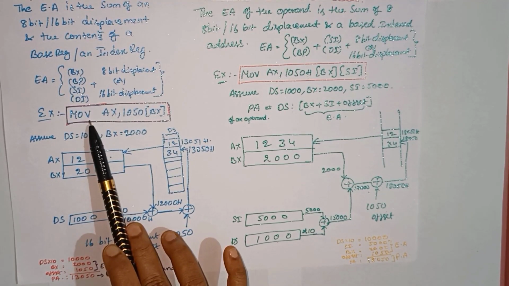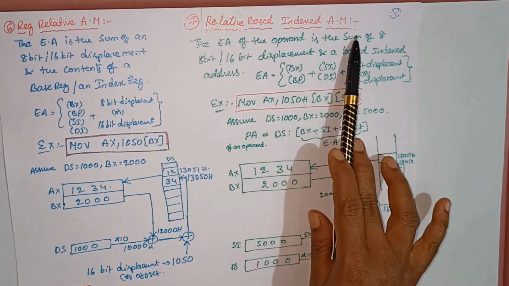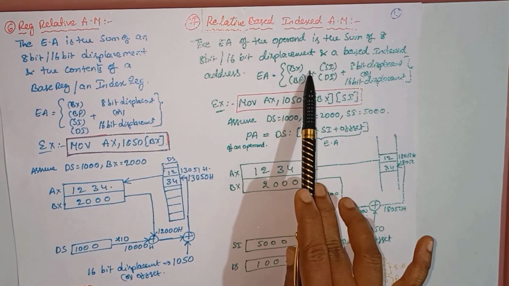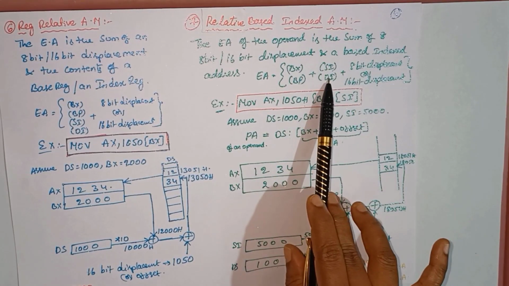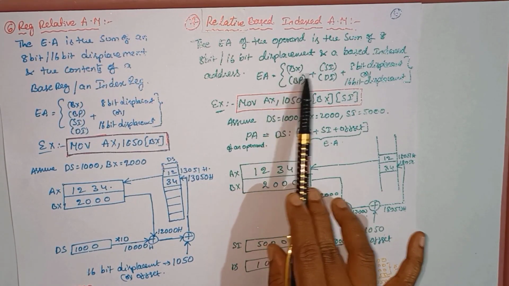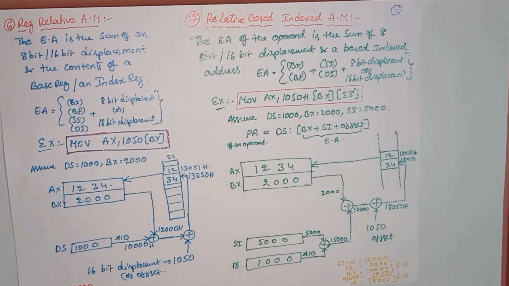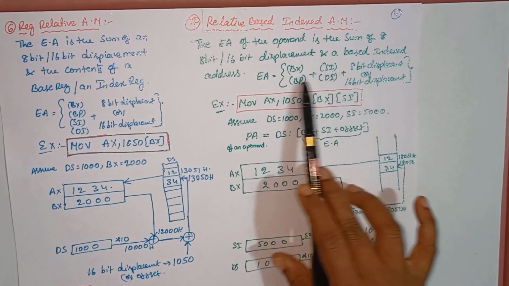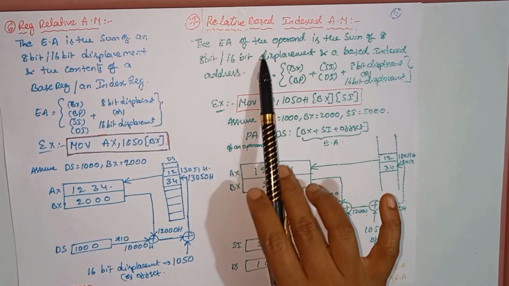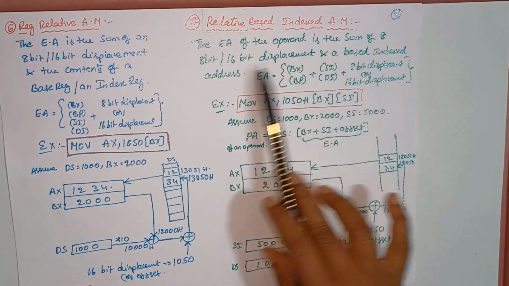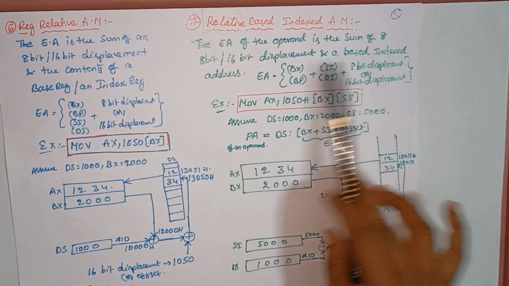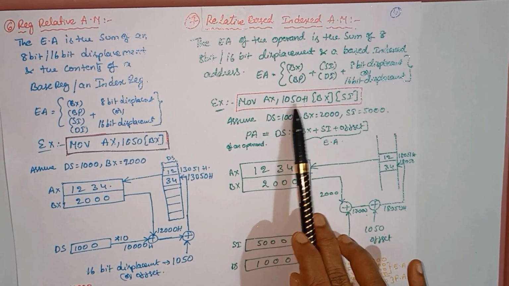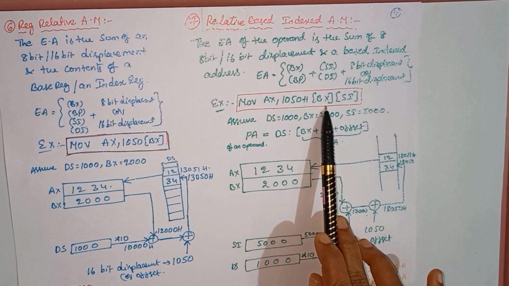Relative based index addressing mode. Relative means either an 8-bit or 16-bit displacement. Based means you can use BX or BP. Index means SI or DI. You can use these three offset addresses to store the data. For specifying the data you can use it in this way also. The effective address of the operand is the sum of an 8-bit or 16-bit displacement and a based indexed address. For example, MOV AX, relative address 1050, 16-bit address taken, of BX SI.